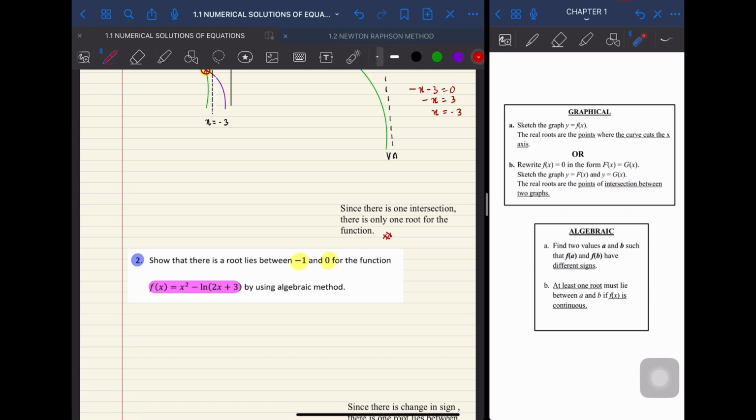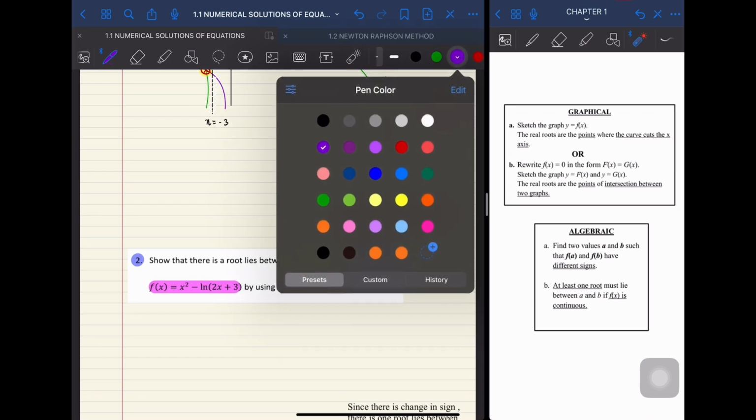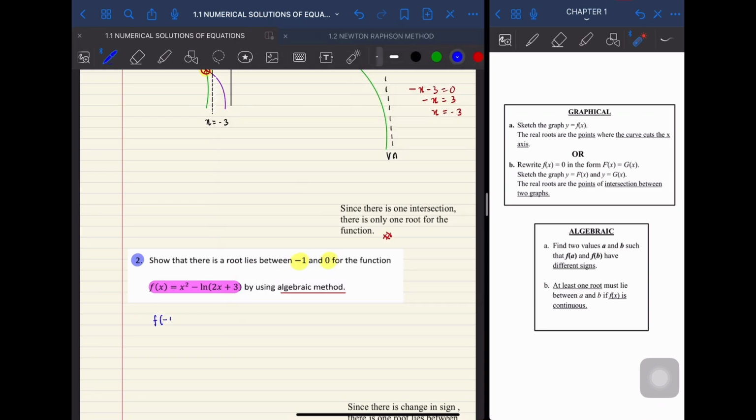Okay, number 2: show that there is a root that lies between negative 1 and 0 for the function by using the algebraic method. The algebraic method is simple, you just need to substitute the two values and check whether they have different signs or not. First I substitute negative 1: negative 1 squared minus ln(2 times negative 1 plus 3). You get 1. Then for 0: 0 squared minus ln(2 times 0 plus 3), you get negative ln 3. As you can see, the first value, negative 1, gives 1 which is greater than 0, and the second value, 0, gives negative ln 3 which is a negative number. So there is a change of sign.